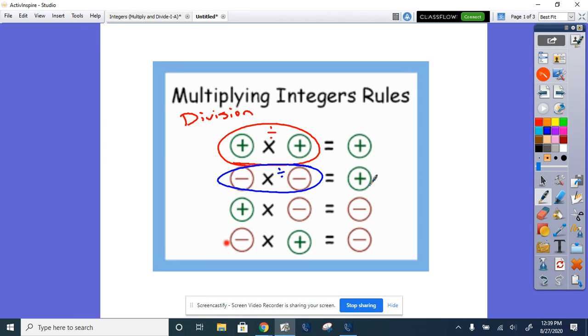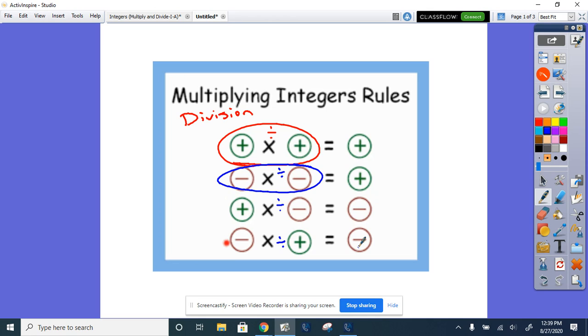and we are actually going to end up with a positive answer as well. Okay? With a positive times a negative or a positive divided by a negative, we will end up with a negative answer. And then vice versa, a negative times a positive or a negative divided by a positive will also give us a negative.